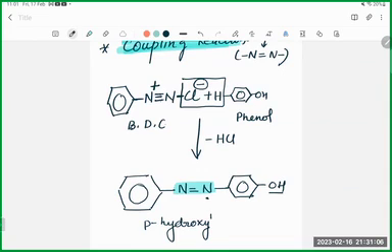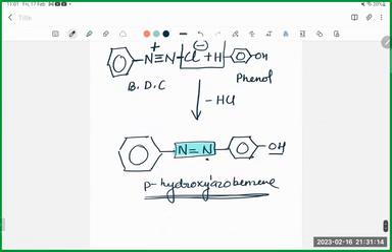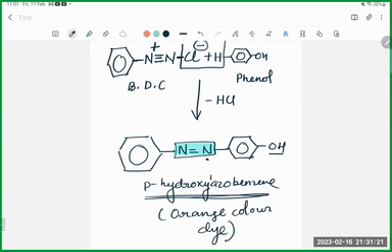Para hydroxy azo. This is the azo group, na? So para hydroxy azo benzene. This is the common name, not IUPAC. Let me write the color. It is an orange color dye. Clear?